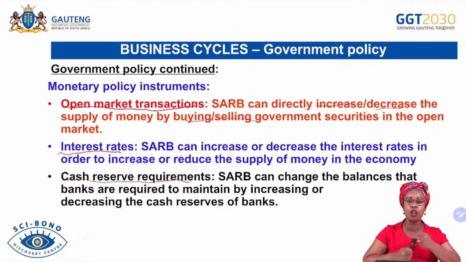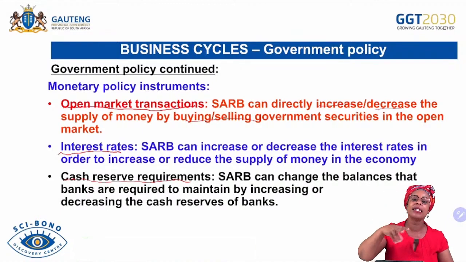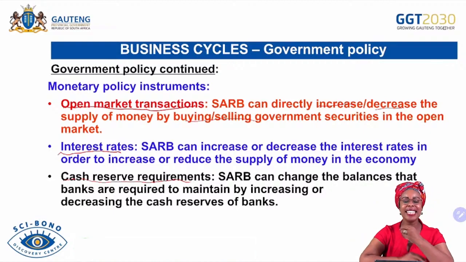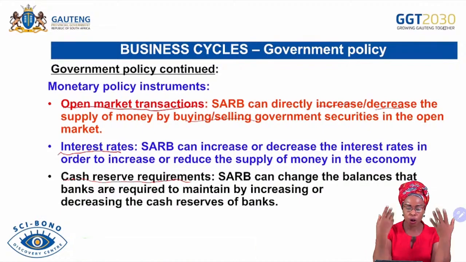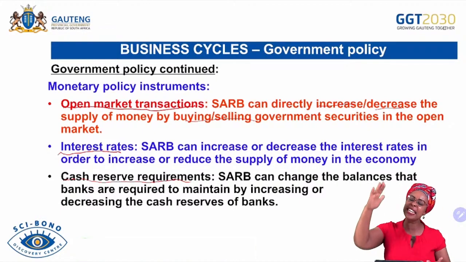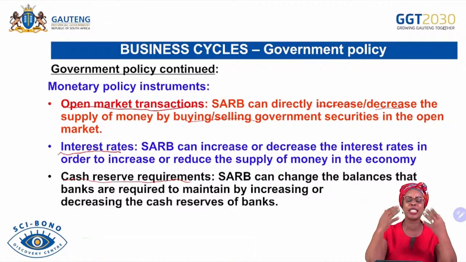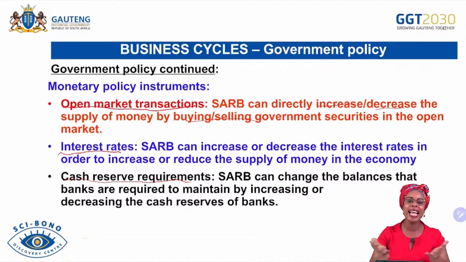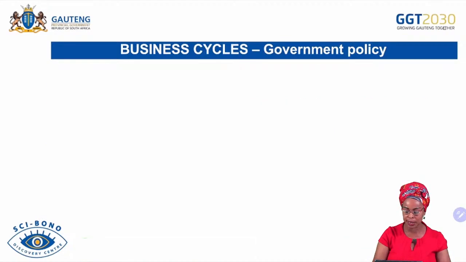So if the economy is overheating during the prosperity phase or at the peak, the reserve bank can increase the cash requirements to say all banks should keep a reserve of 50% at the reserve bank. This is a way of making them not to have too much money to offer in the form of loans. But during the downswing phase, the reserve bank can reduce the cash reserve requirement maybe to 10%, to say the amount of reserve that should be kept at the reserve bank should be 10%, so that banks have enough money to grant in the form of loans.